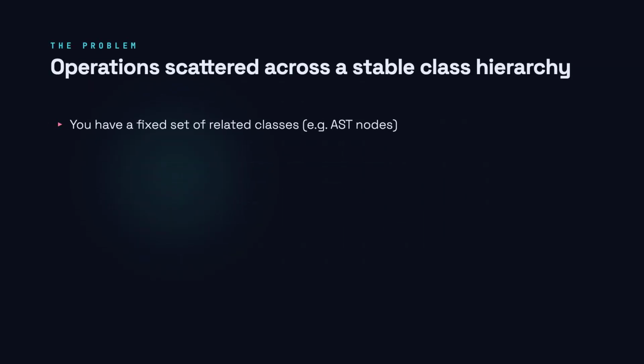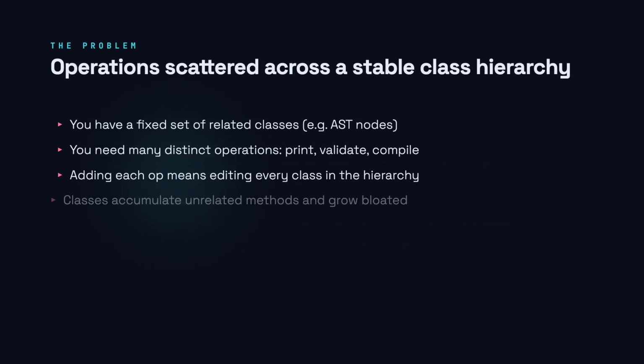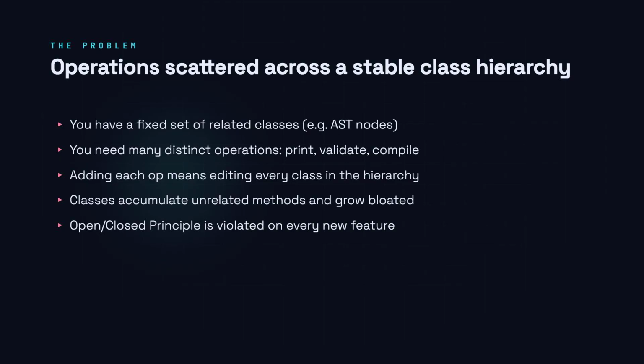Imagine you are building a compiler. You have a small, stable set of node types: number node, binary op node, variable node. Now your team needs to add a pretty printer, then a type checker, then a code generator. Each time, you crack open every node class and add another method. After a few rounds of this, each class is a tangled mess of unrelated concerns, and every new feature is a risky edit to code that was already working.